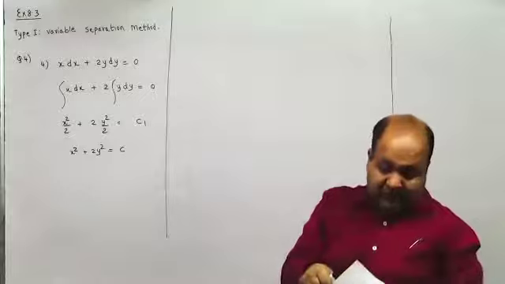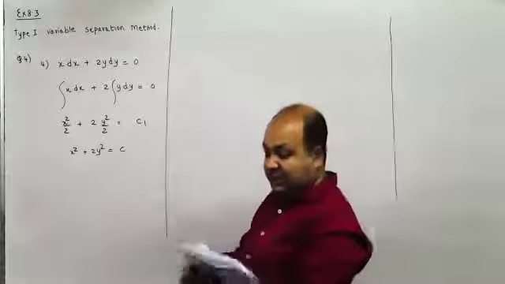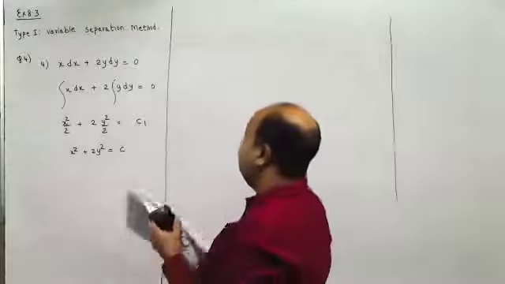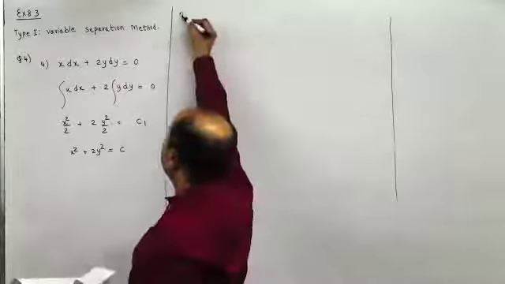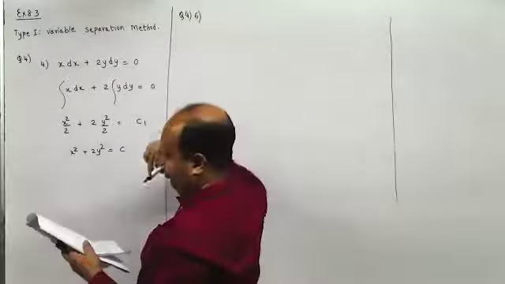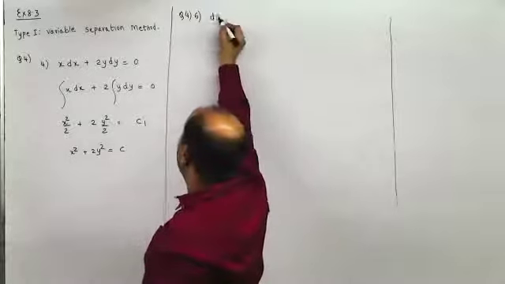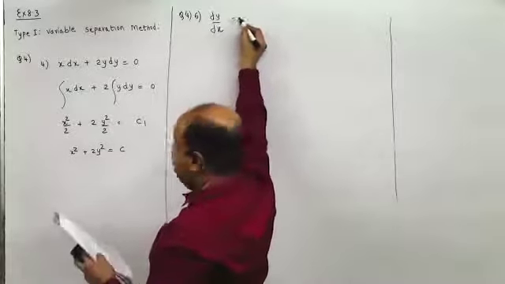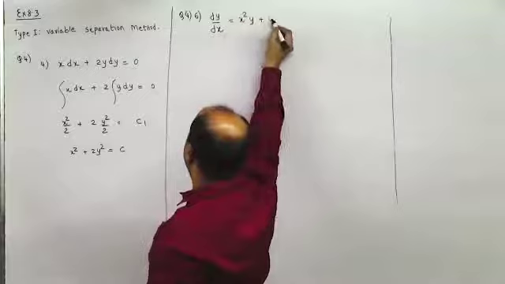Next, come to question number 6 of question number 4. Question number 4, 6th subpart. dy by dx equal to x square y plus y.